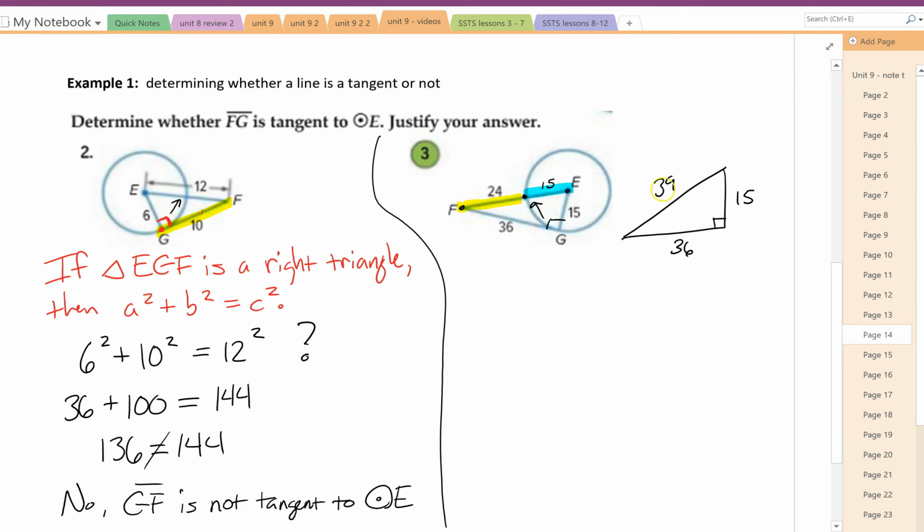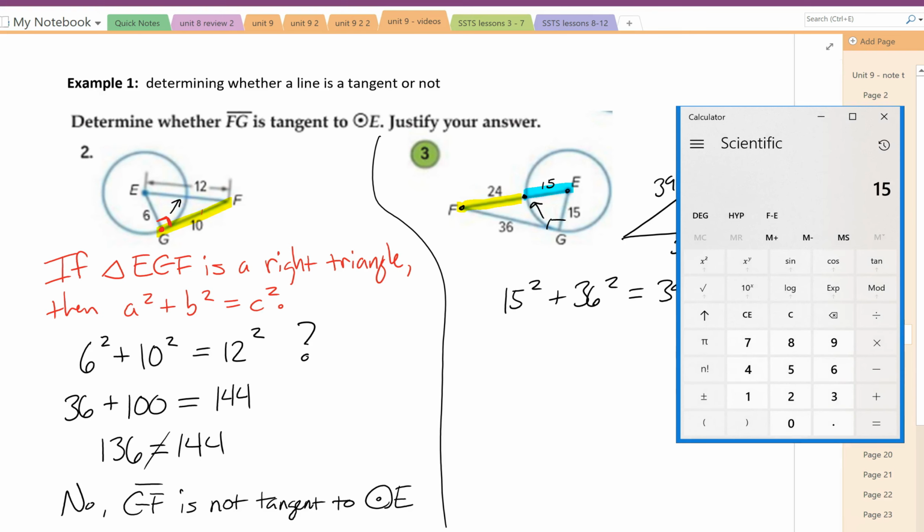So I'm going to do the same thing I did last time. I'm going to plug these three side lengths into the Pythagorean theorem. If it works, if I get an equation at the end, then this line segment, FG, is tangent to the circle. If what happens over here is the same as what happened over here, where I end up with something that's not equal, then it's not. So I would have 15 squared plus 36 squared equals 39 squared. And I'm putting a question mark there because I'm asking if that's true or not. I don't know for sure yet.